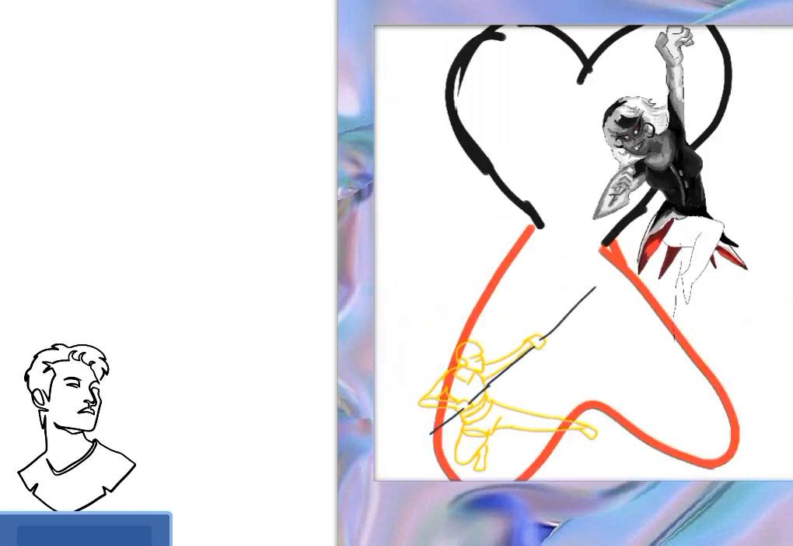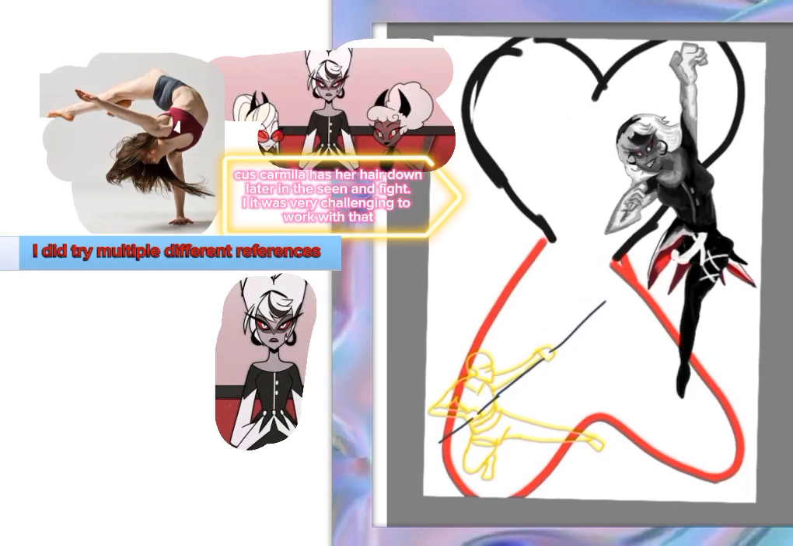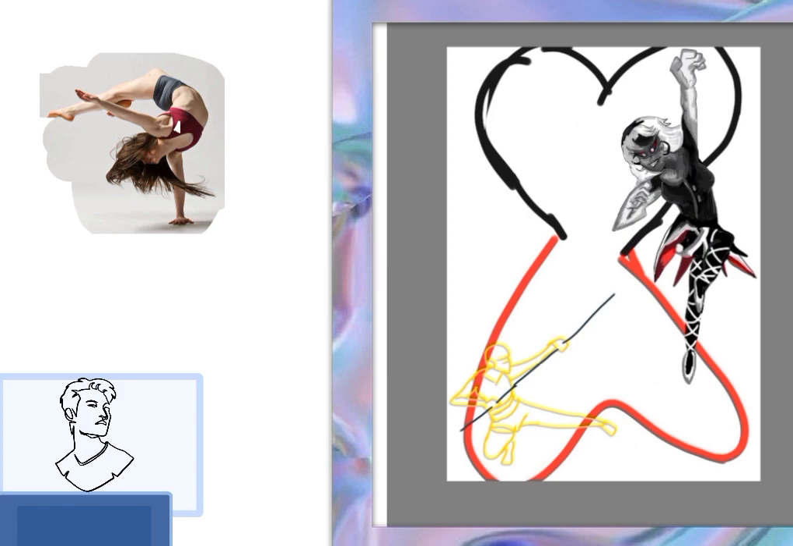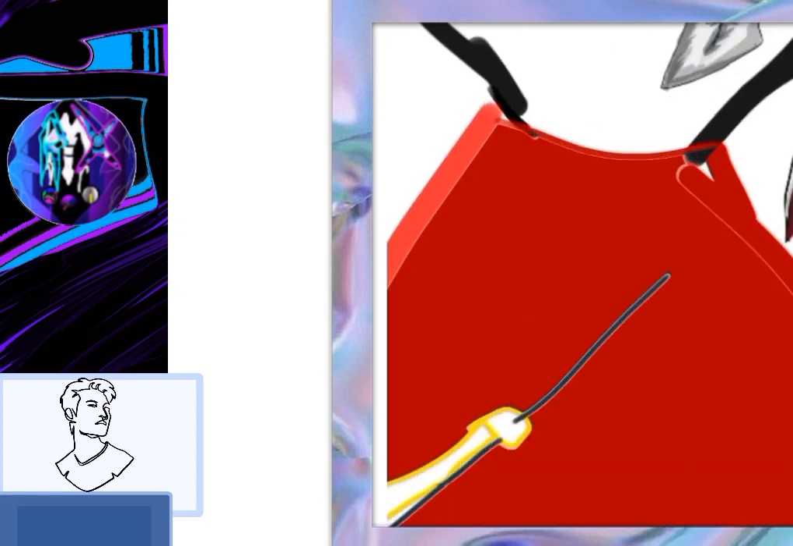After struggling a bit to find some references, going through the Google page, which you'll see on screen, for quite a while, I finally nailed something I really liked. With Vaggie, it was a dynamic pose on the ground holding a spear. And for Carmilla, it was more acrobatic, leaping out of the way, more of a ballerina type pose.